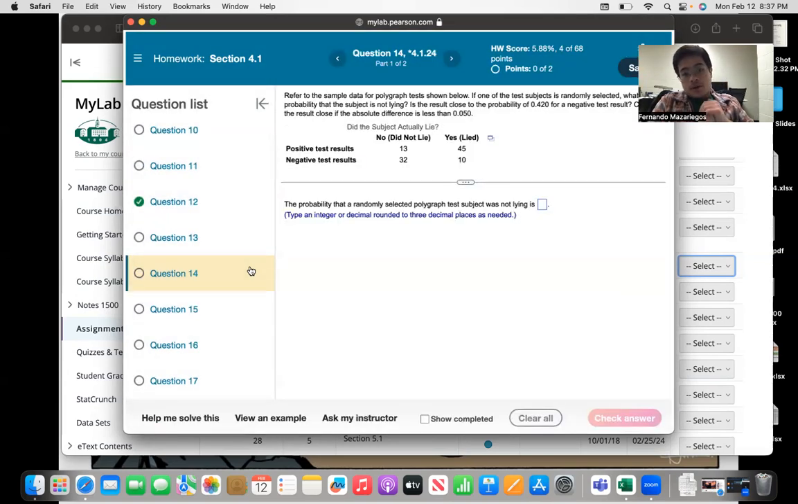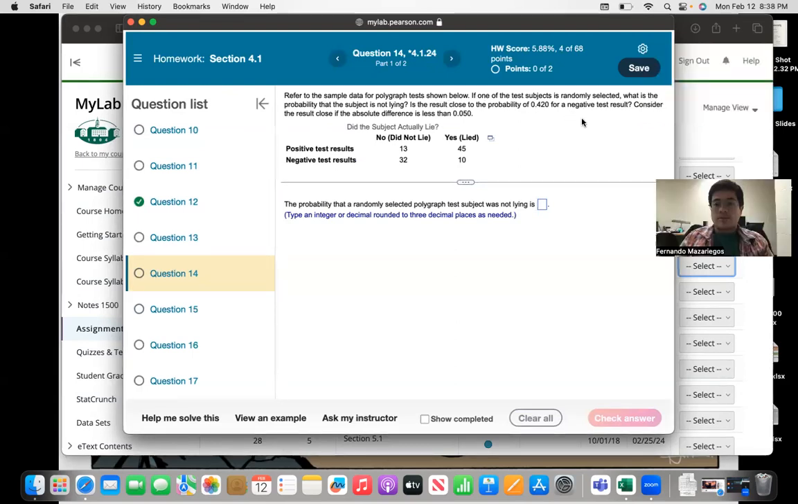Question 14. Refer to the sample data for polygraph tests shown below. If one of the test subjects is randomly selected, what is the probability that the subject is not lying? Is the result close to the probability of 0.42 for a negative test result? Consider the result close if the absolute difference is less than 0.050.